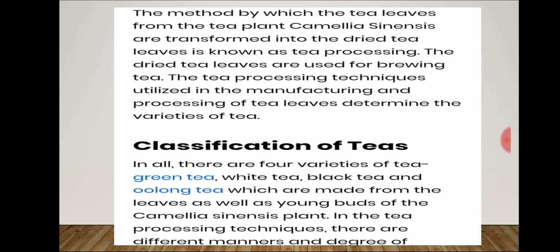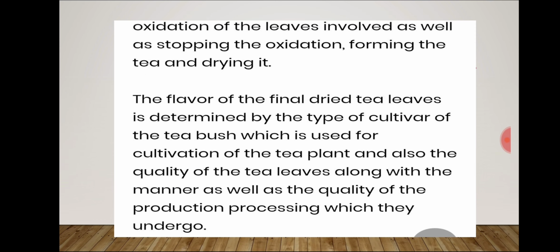Classification of tea. In all, there are four varieties of tea: green tea, white tea, black tea, and oolong tea, which are made from the leaves as well as young buds of the Camellia sinensis plant. In the tea processing techniques, there are different manners and degrees of oxidation of the leaf involved, as well as stopping the oxidation, forming the tea, and drying it.